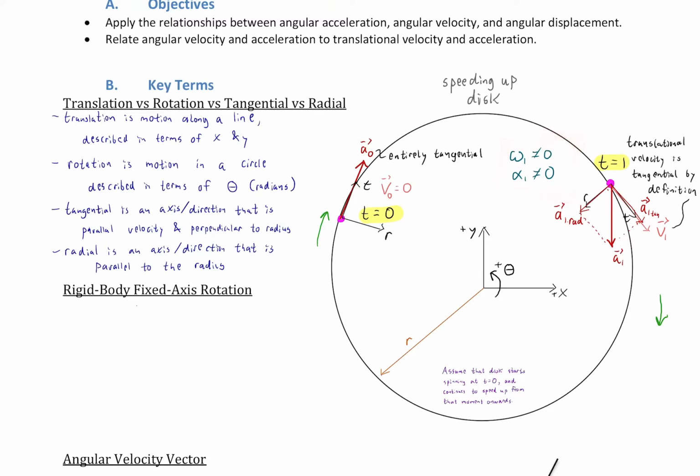Omega and alpha. What the heck are omega and alpha? Well, omega is angular velocity. Alpha is angular acceleration. We'll talk more about them in a minute, but their names are angular velocity and angular acceleration. In the case of this disk, it has a non-zero angular acceleration because it's speeding up.